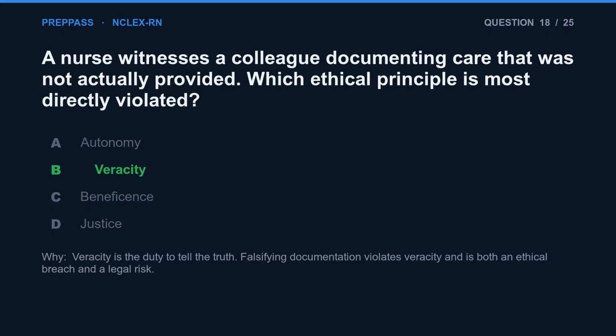The correct answer is B. Veracity is the duty to tell the truth. Falsifying documentation violates veracity and is both an ethical breach and a legal risk.